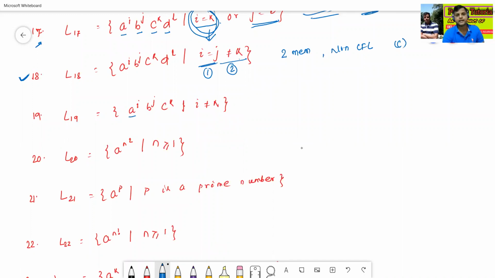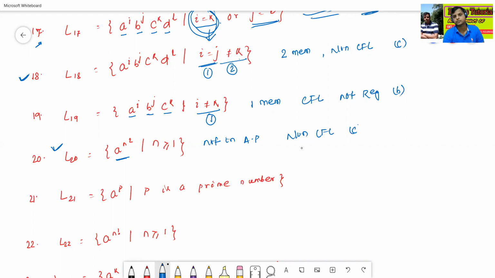See here, A to the power I, B to the power J, C to the power K, with I not equal to K. Here only one comparison, which means one memory. So this language is CFL but not regular. This is option B. Next, A to the power n square. This L20 language is not in AP, not in arithmetic progression, so this language is non-CFL. Non-CFL means option C.